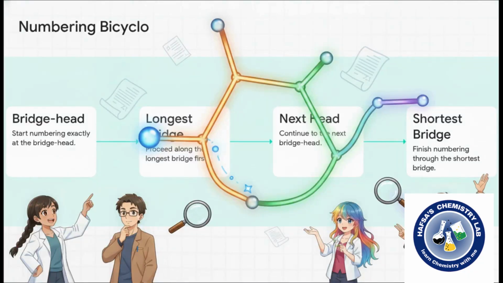So the crucial trick here is knowing how to walk the legal pathway around this molecule when assigning numbers to substituents. You must start your numbering exactly at one of the bridgeheads, no exceptions. From there, you are legally required to proceed along the longest bridge first to get to the second bridgehead. Then you continue back through the next longest bridge, and you finish up by numbering the shortest bridge last. It's like a highly structured walk around the molecule.